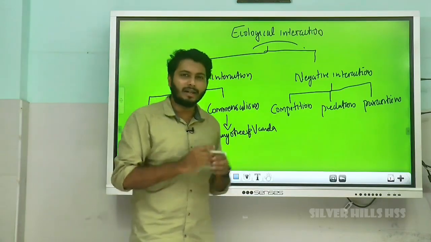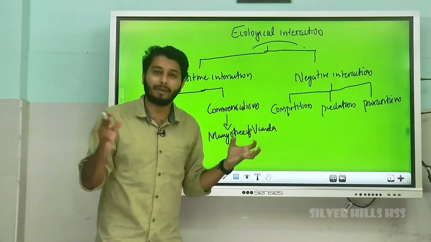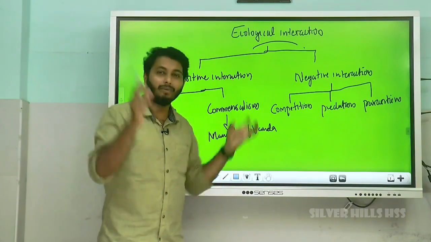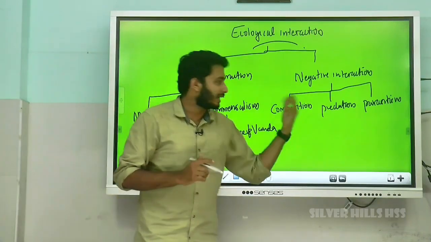Another example is the relationship between cuscuta and mango tree. Cuscuta is a complete parasite. It sucks food and water from the host plant. So parasitism is an example of a negative interaction.